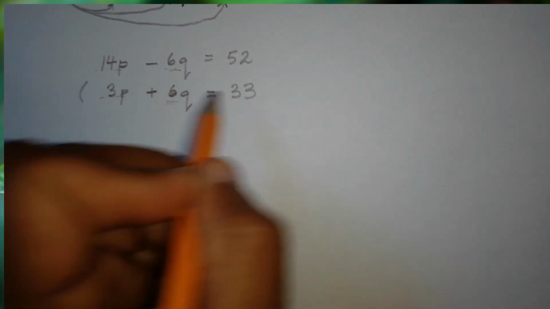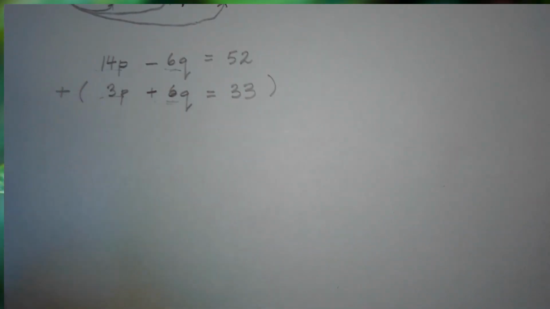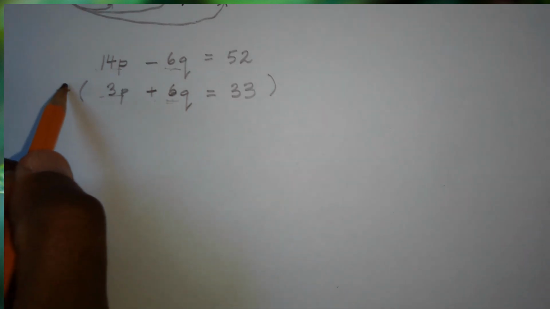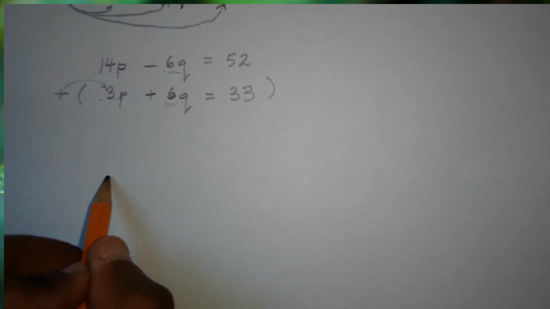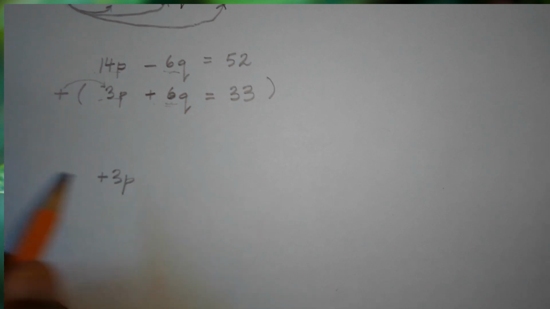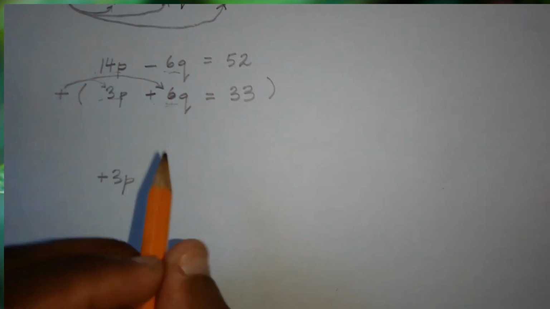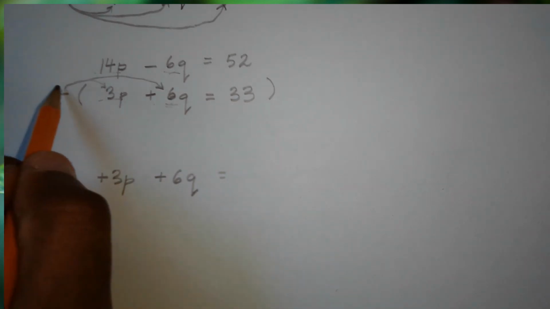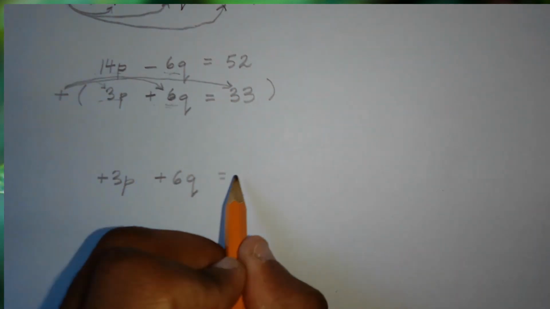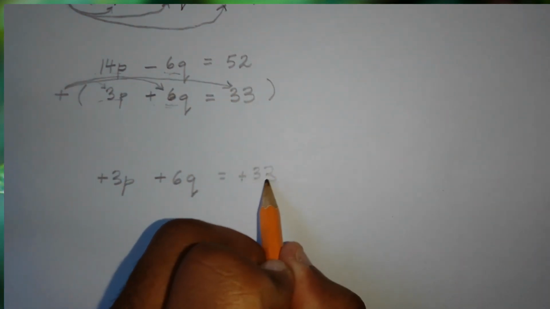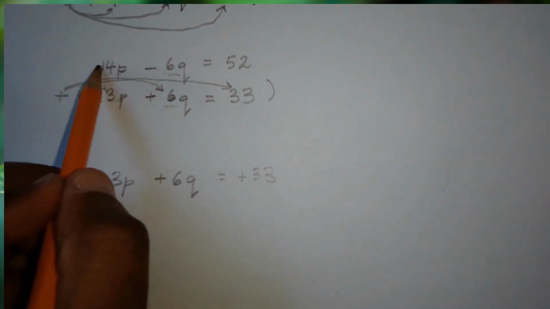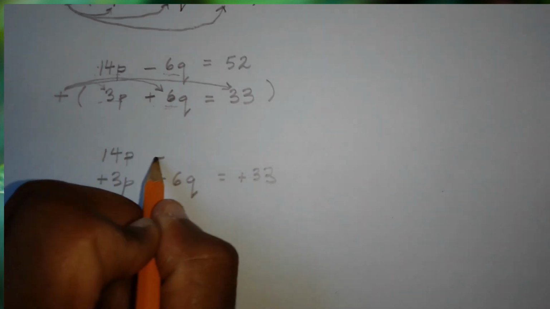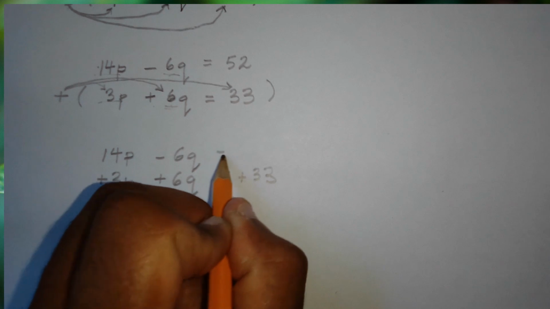So I'm going to do this. Good. I'm going to distribute this positive sign inside this bracket. So positive and positive will give us a positive 3p. Positive with this positive 6q will give us plus 6q. Remember the equal sign. And this positive with this 33 is going to give us a positive 33. And remember, we're just going to pull back down this equation now. We're going to have 14p minus 6q is equal to 52.